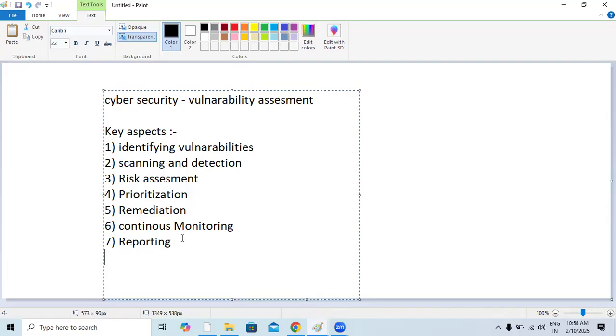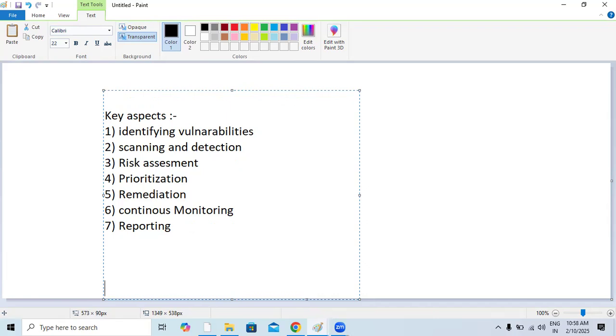Right. So, in the last session, we discussed the key aspects of vulnerability assessment as far as cybersecurity is concerned for an analyst. Now, being a cybersecurity analyst, we need to discuss what the different types are. So, what are the different types we have? That part we are going to discuss today.